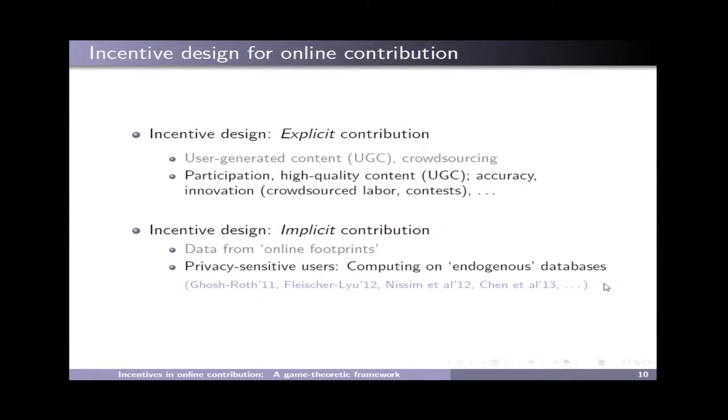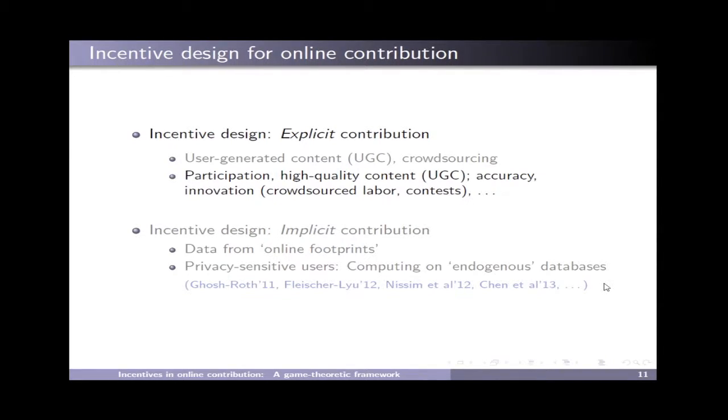As I said, when you think about online contribution, there's explicit contribution and implicit contribution, and we're going to be interested in formal analysis of incentive design for both of these. We're not going to talk at all about the second half, not because I don't like it, but because we only have a little bit of time. We are going to talk largely about explicit contribution, which is contribution to user-generated content type of systems, by which I mean things like Amazon, Yelp reviews, crowdsourcing contests, citizen science, and so on.